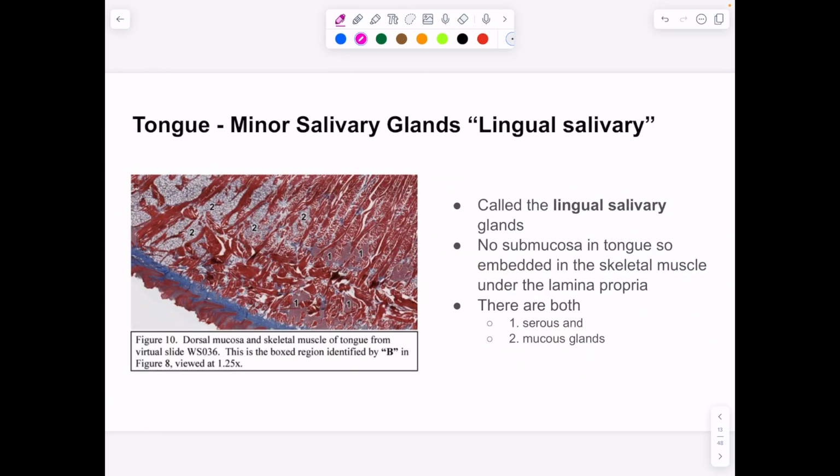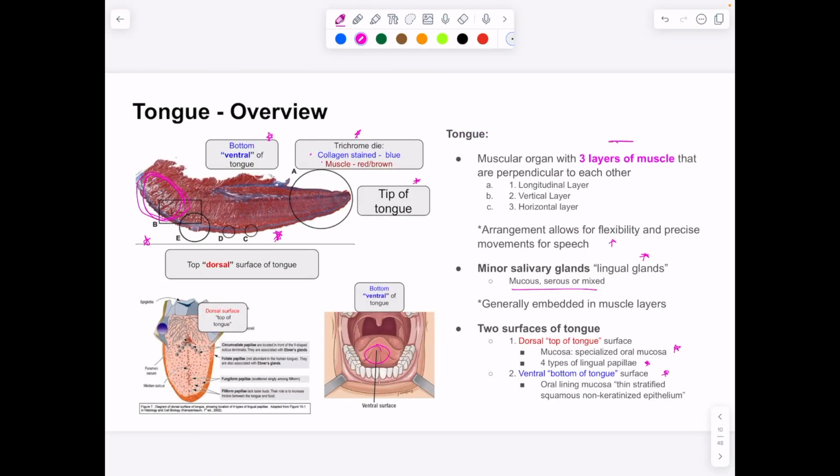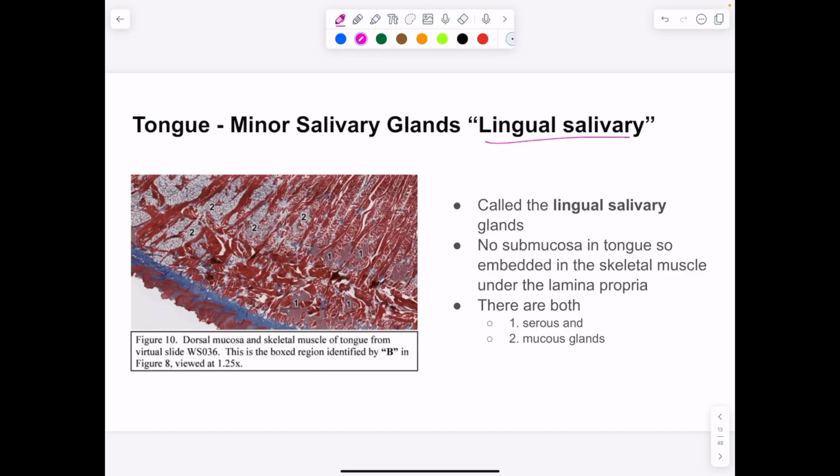Okay, so let's get to it. We did mention these glands, which are in the back of the tongue right here. So these are the minor lingual salivary glands. Lingual salivary glands, again, no submucosa, so directly in the muscle. And then we can see that there are serous glands right here. Notice they're dark staining. And then these are our mucus glands overall, but they're directly in the muscle. You can see longitudinal muscle here, vertical muscle and horizontal muscle overall, and again, skeletal muscle.